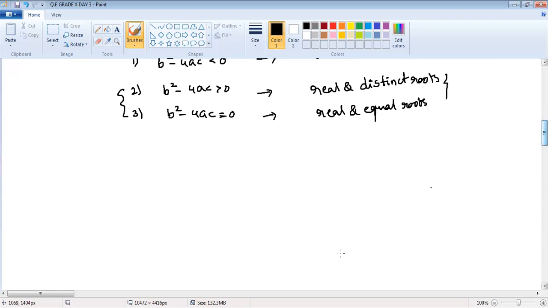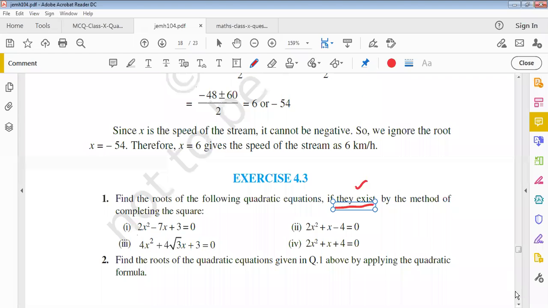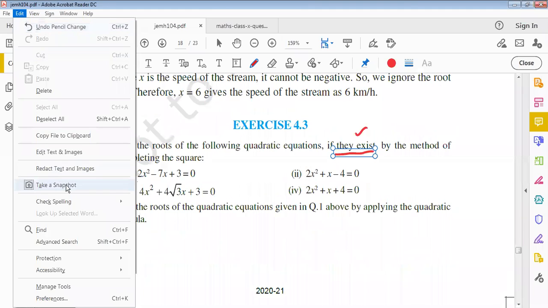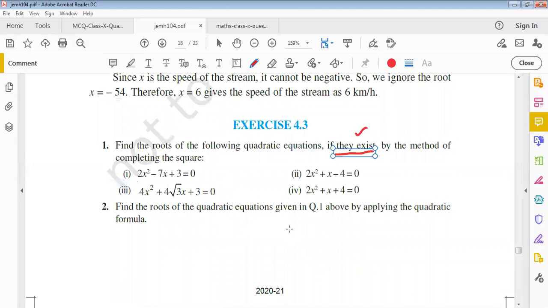Okay. Now, I'm going to take the questions from the textbook. Question number 1 is not there, but question number 2, what is it trying to say? Find the roots of the given quadratic equation from question number 1 above.